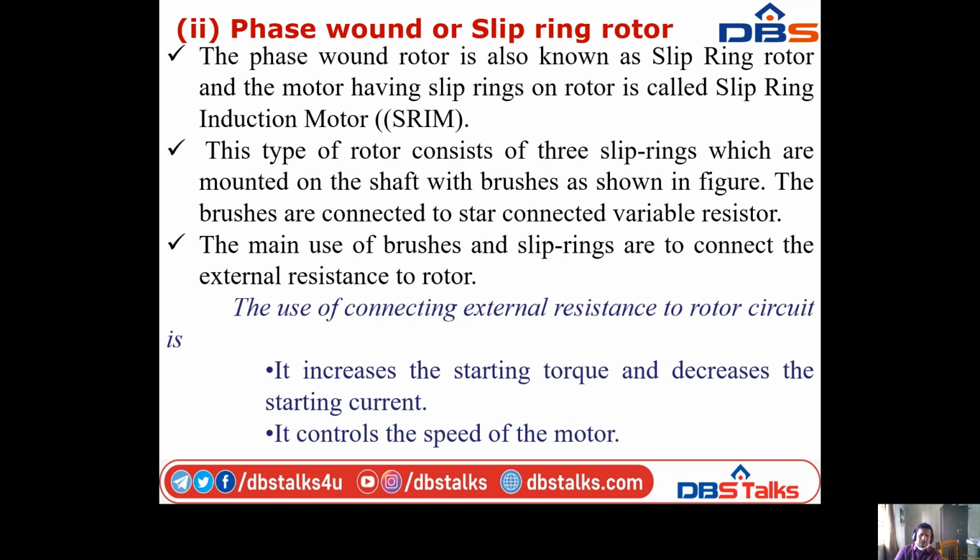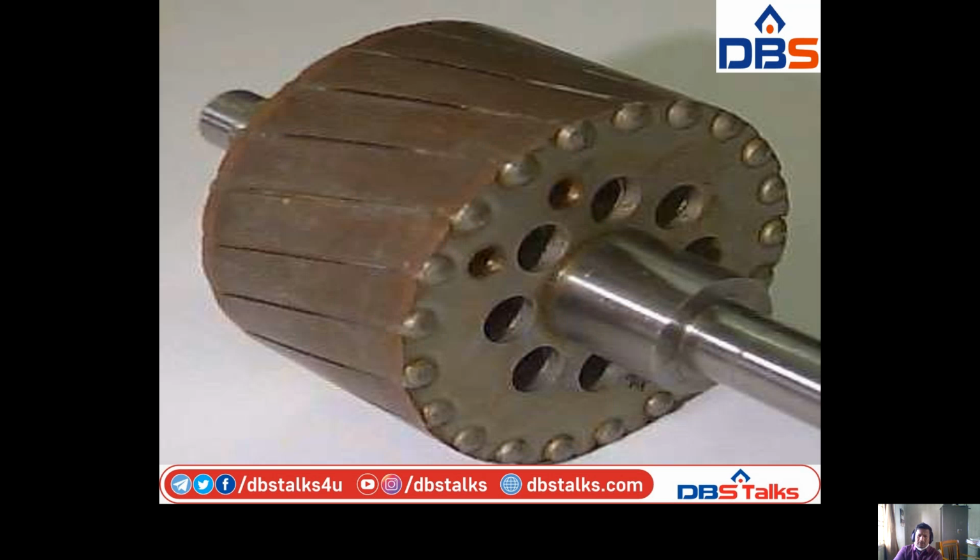Another one, phase wound rotor or slip ring rotor. So before going to this one, the squirrel cage induction motor has moderate starting torque and high maximum torque. Because of these characteristics, we may utilize this squirrel cage induction motor in normal speed applications.